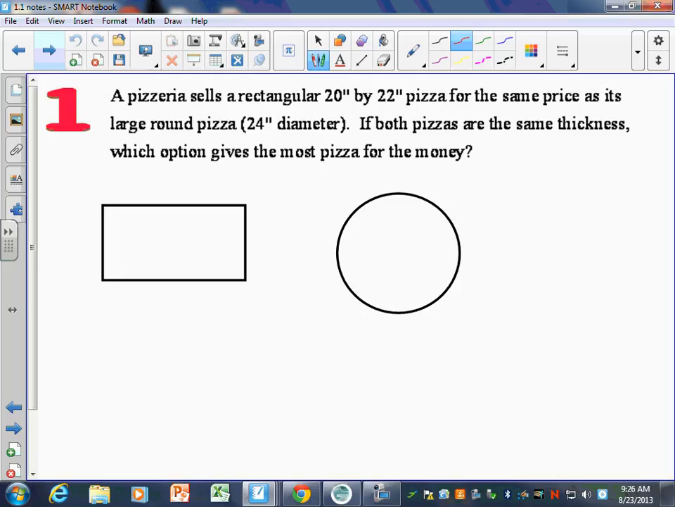So how about this? Here's a story problem for you that I'm sure you think about a lot. A pizzeria sells a rectangular 20-inch by 22-inch pizza for the same price as its large round pizza with a 24-inch diameter. If both pizzas are the same thickness, which option gives you the most pizza for the money? I bet you think about this every time you go to a pizza place, right?